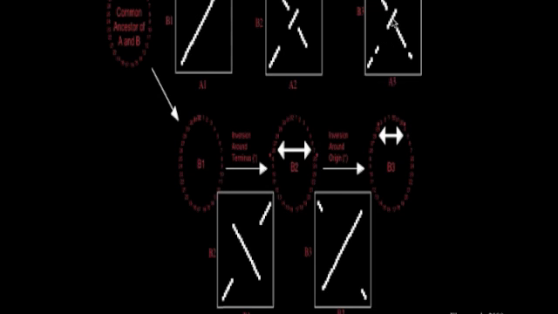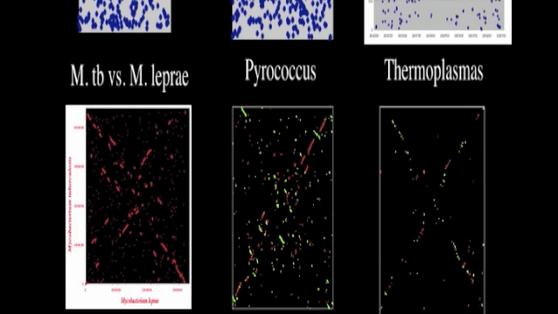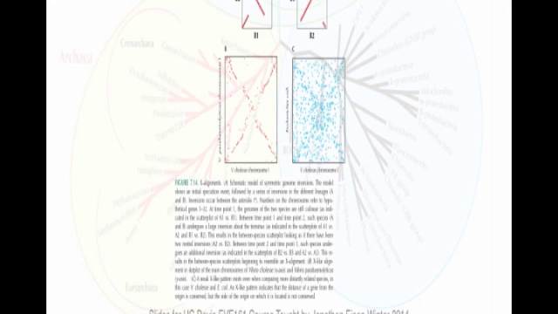And so it turns out that if you compare Mycobacterium tuberculosis versus leprae, you see a sort of X. Pyrococcus, different species, you see an X. Two different Thermoplasma, which are two different archaea, you see an X. Bacillus subtilis versus Staphylococcus, you see an X. You can't quite see it, but in Streptococcus and Pseudomonas, there's an X. Every pair of closely related genomes that you look at shows something like this. Nobody expected this, basically.